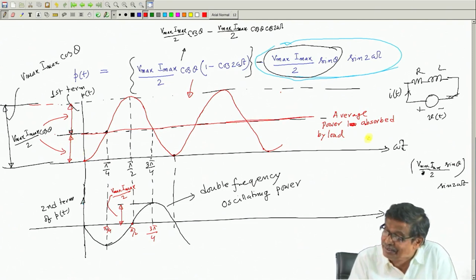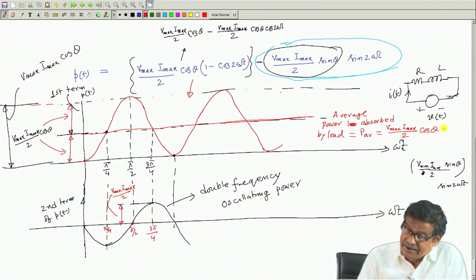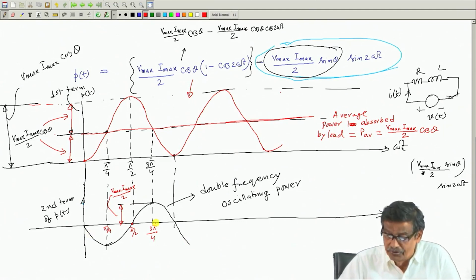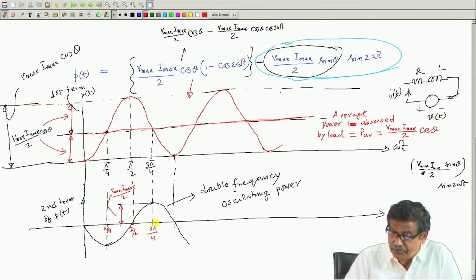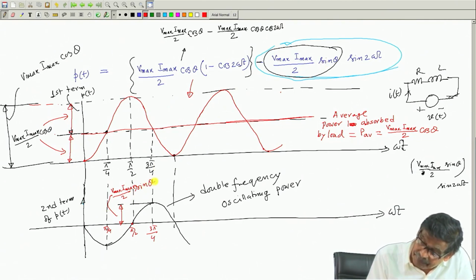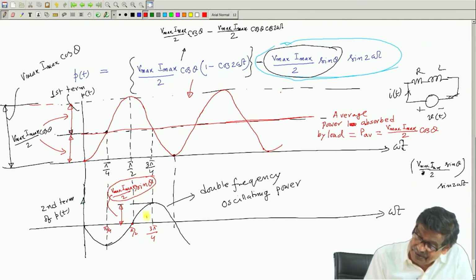And what is that value? That value I will write as P average is equal to V max into I max by 2 into cosine theta. And this term which represents the power oscillating between source and load has a peak value of V max I max by 2 into sin theta. I forgot another term, sin theta, this peak value. Peak value will be this.